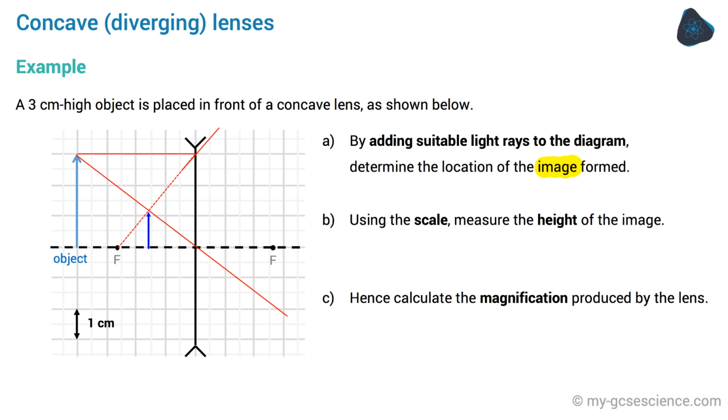For part B, because each of the big squares represents 1 centimetre on the scale, that means that our image height must be about 1.2 centimetres. Lastly, for part C, using our magnification equation and subbing in, we have 1.2 divided by 3, which gives an answer of 0.4. It's a magnification of less than 1 because the image is diminished.